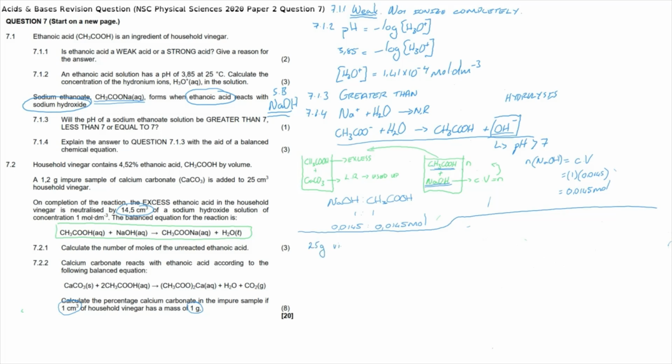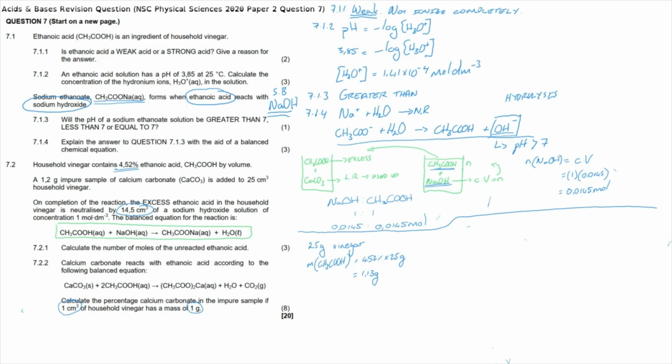Which immediately tells us that we started with 25 grams of vinegar. Now, that's not particularly useful, except for the fact that we know that vinegar is 4.52% ethanoic acid. So we can calculate our mass of ethanoic acid in the vinegar by saying that 4.52% of 25 grams is going to give us the amount of ethanoic acid, and that tells us then that we have 1.13 grams of ethanoic acid that is present.